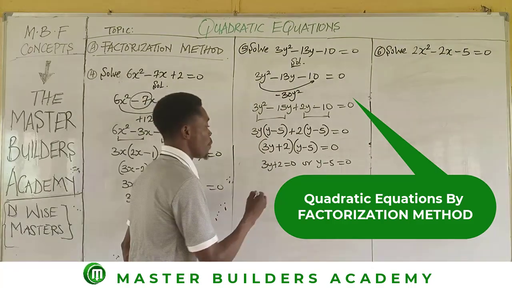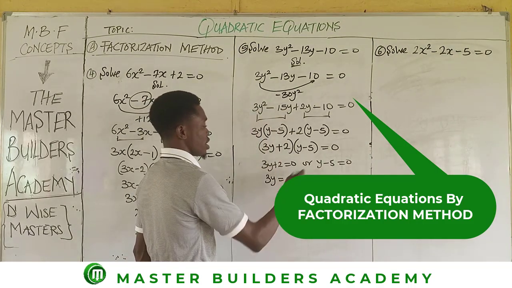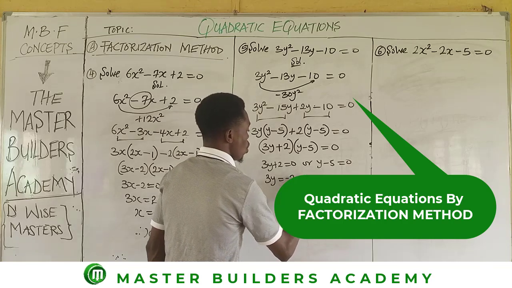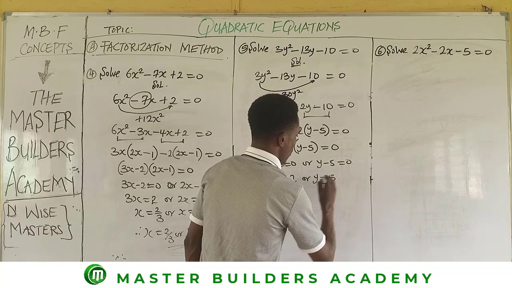And at this point now, all we need to do is to collect like terms. This will give us 3y, as plus 2 crosses, it becomes minus 2. Or y is equal to, as minus 5 crosses, it becomes plus 5.